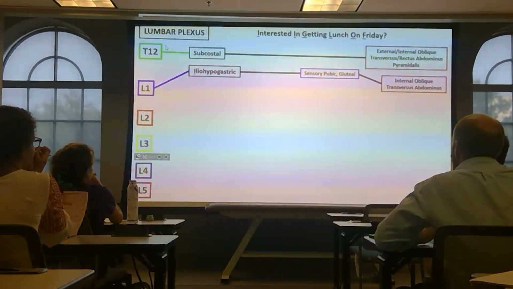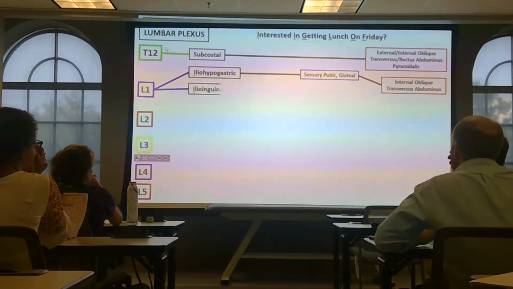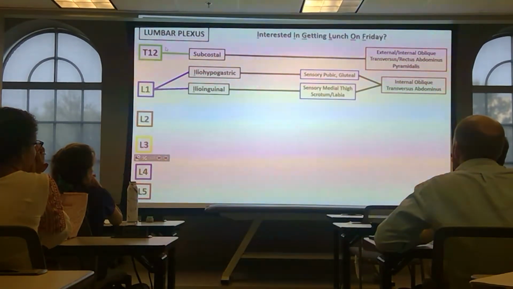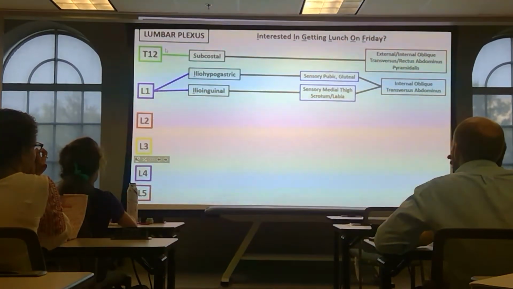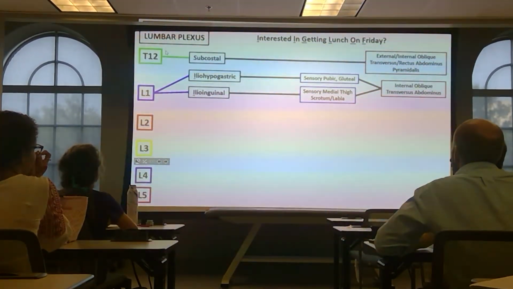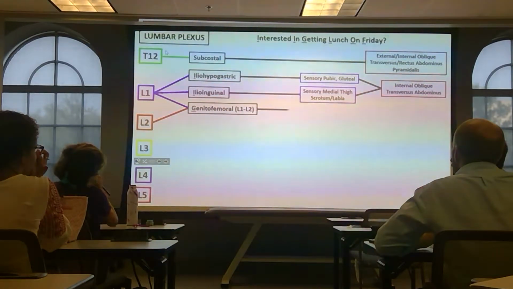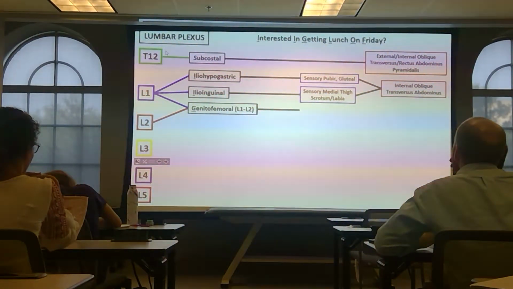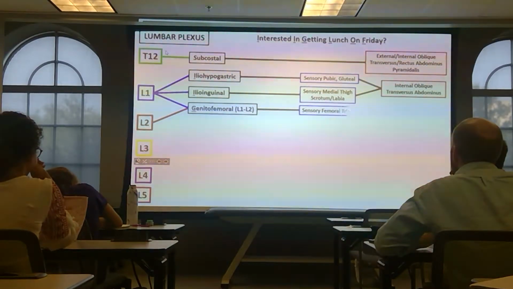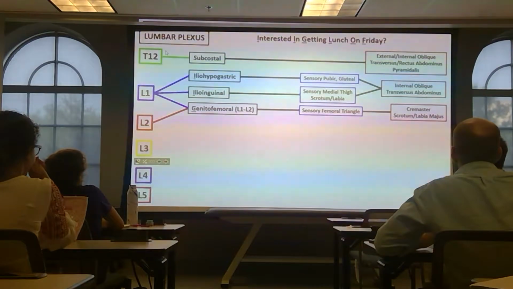What's the next one down? Good, yep. See how they share that motor, but they have different sensories. Sensory to the medial thigh, the scrotum, and the labia. Then you have L1 and L2. They form the genitofemoral branch, which comes down, pierces the psoas major, and then forms that Y. That's going to be sensory to the femoral triangle, and it provides us the cremaster reflex.